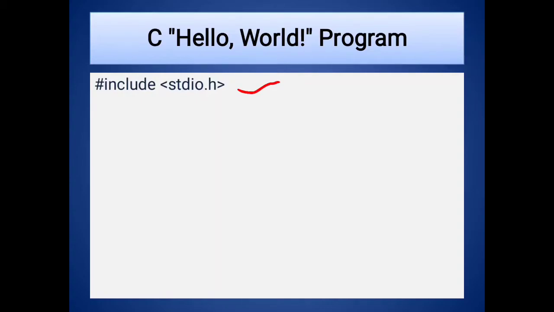This is the first line when writing a C program. Here #include is a preprocessor command that tells the compiler to include the contents of stdio.h. So what is this stdio.h? stdio is the abbreviation of standard input output. It has a .h extension, so stdio.h is a header file.